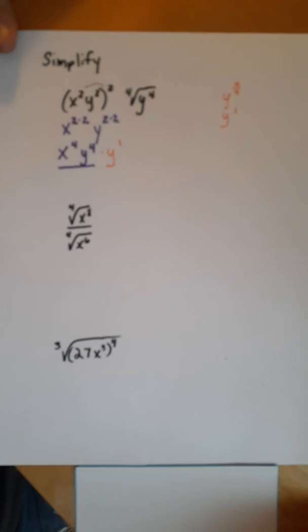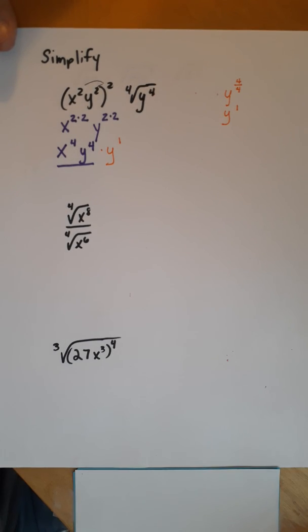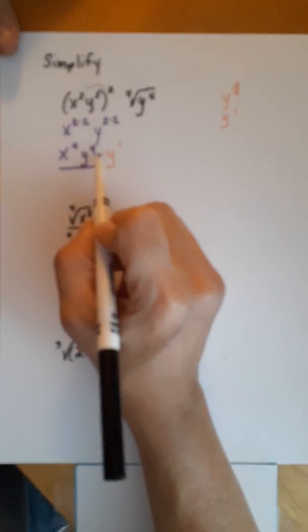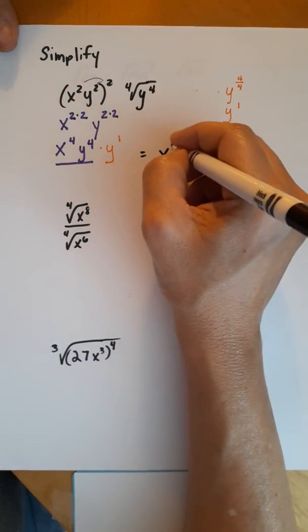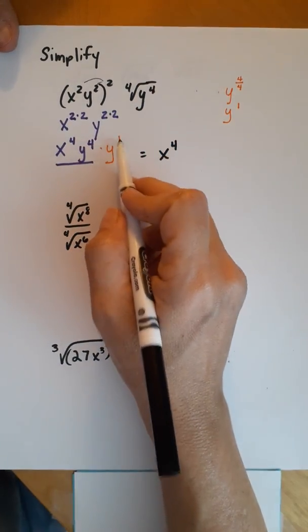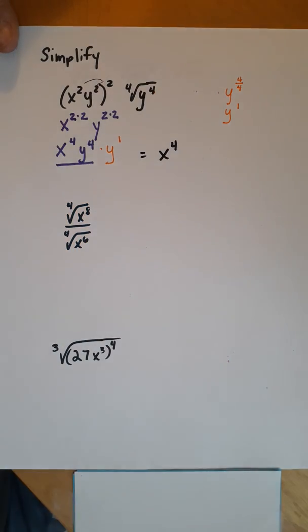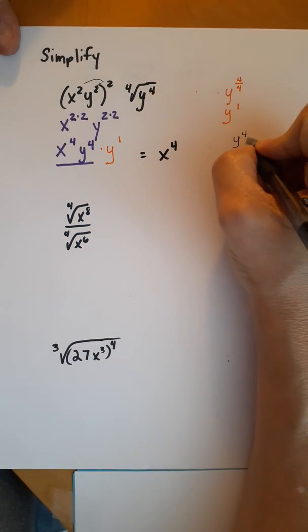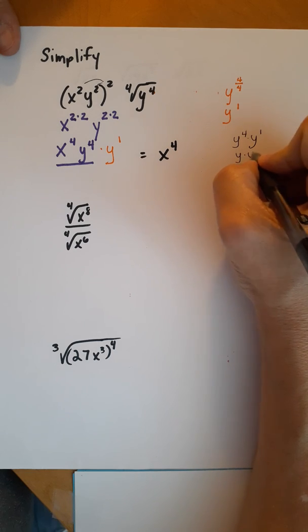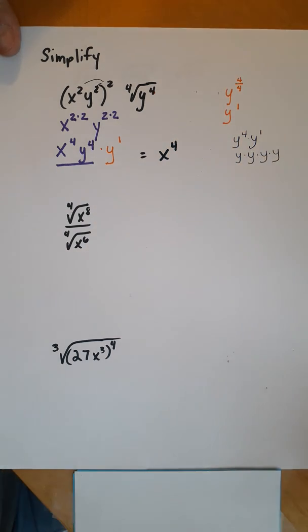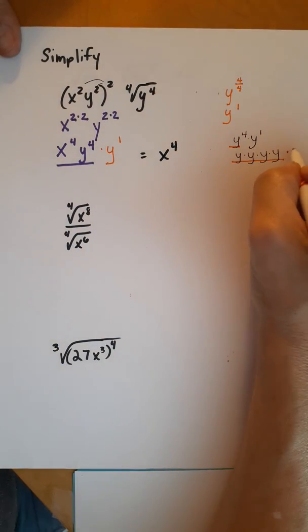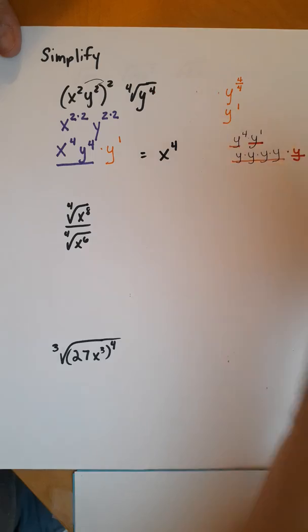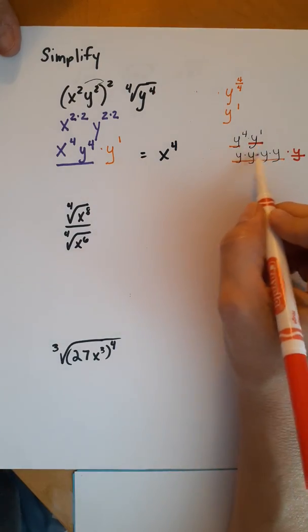Now we use another power rule. X to the 4th. Do I have another x here? No. So I'm just going to copy this. Let me write x to the 4th. Now I have y to the 4th times y to the 1. Just to quickly review, y to the 4th times y to the 1 is y times y times y times y, this one, and times y, that one. How many y's do I got? 1, 2, 3, 4, 5.